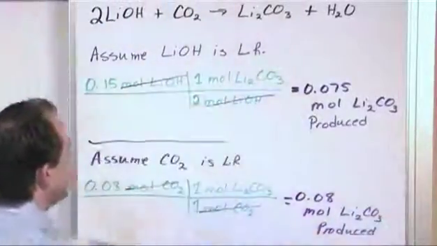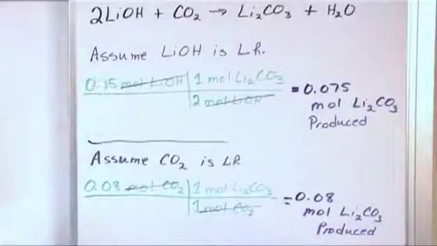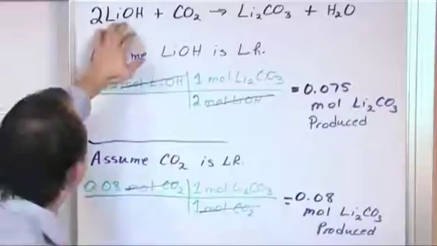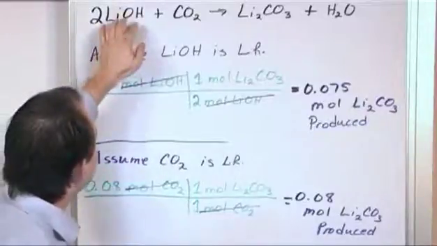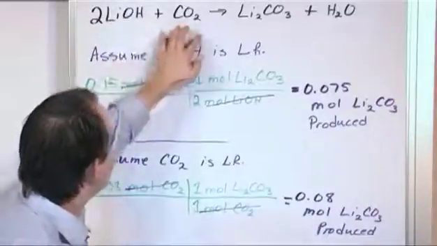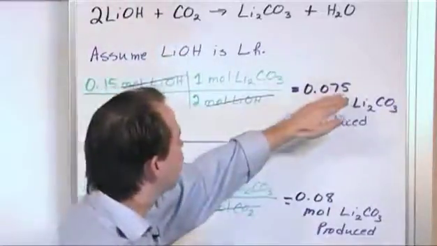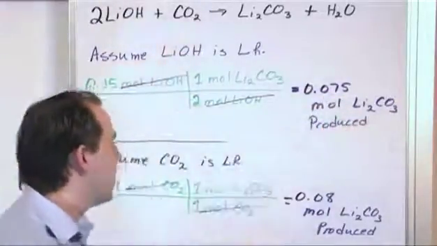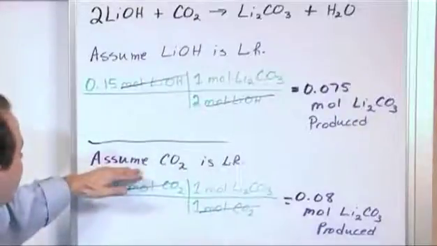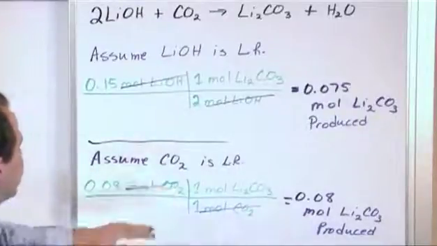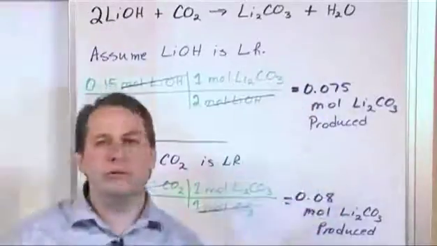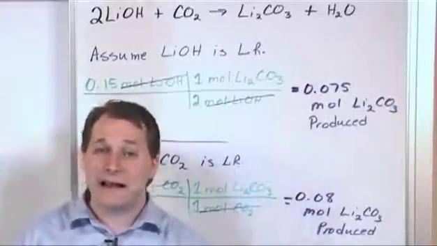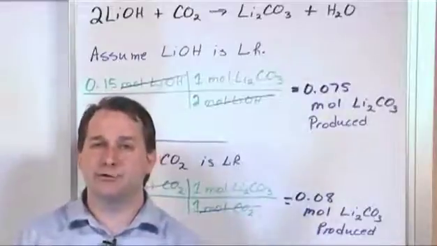And all you do is you compare these two different cases that you put on the board. Basically what you figured out is that if this really is the limiting reactant, and I react this much of it with a ton of excess CO2, I'm going to only produce 0.075 moles of the product. And if I do it the other way, assuming that this is the limiting reactant with tons of the other stuff present, I'm going to produce 0.08. You choose the amount of the product that's less. That's going to be when the reaction truly stops.